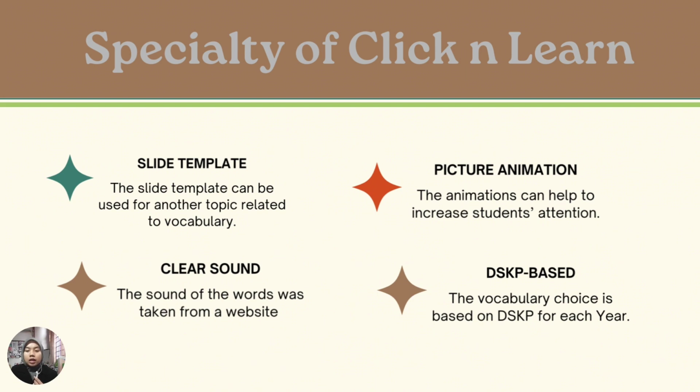After that is the clear sound. I am using a website from Google, which I just have to type the words and then the pronunciation will be out. There, we can choose the pronunciation from British or American English. We also can play the audio before we download it.